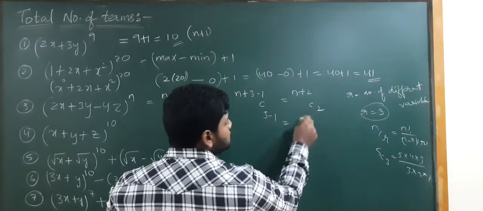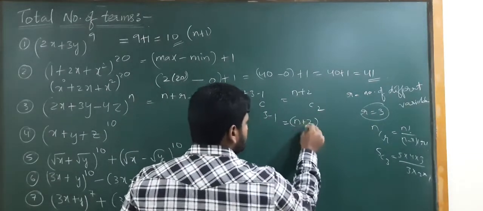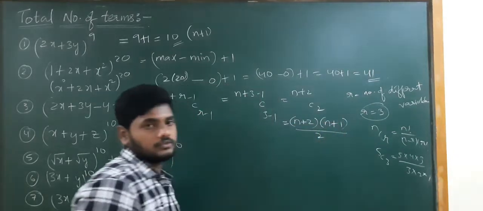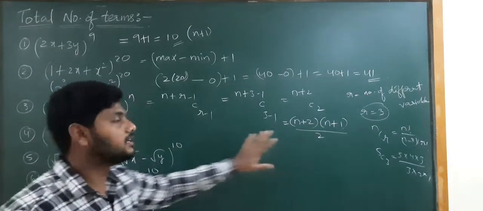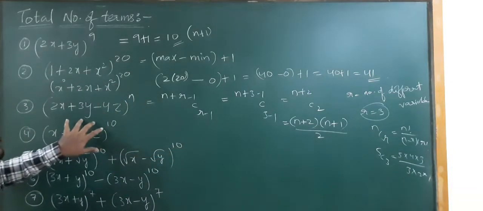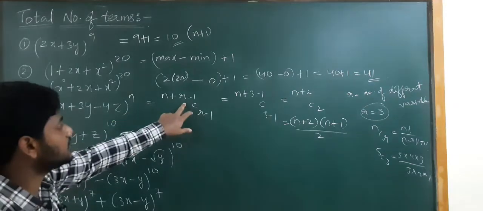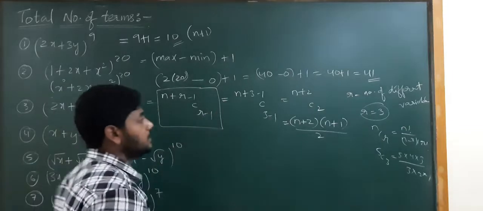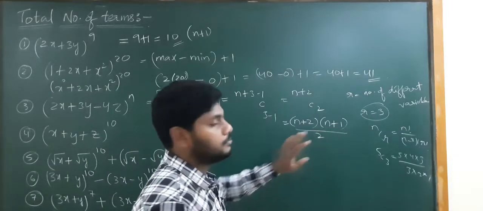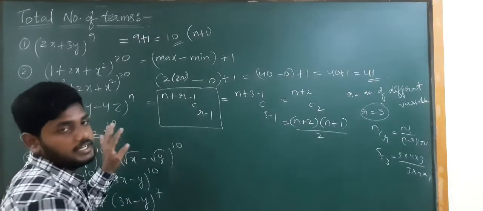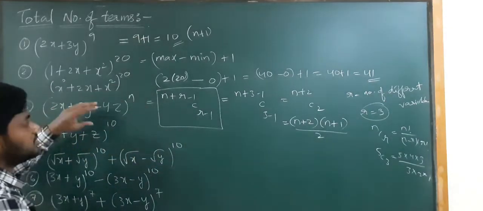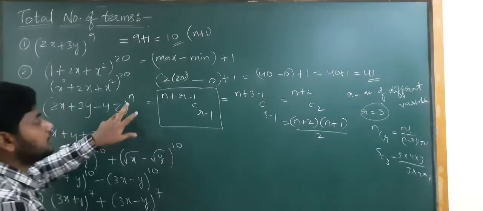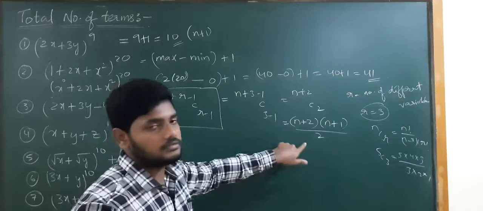Here, n plus 2, we need to decrease 2 times. So one is n plus 2, the next one is n plus 1, divided by 2. So this is the formula if we have different types of variables: n plus r minus 1 C r minus 1. You can remember this one, otherwise simply n plus 1 into n plus 2 by 2. If we have 3 variables, this is the formula. If we have more than 3, like 4, 5, 6, then this is the general formula. But if we have 3 different variables, you can remember this one and also this one.